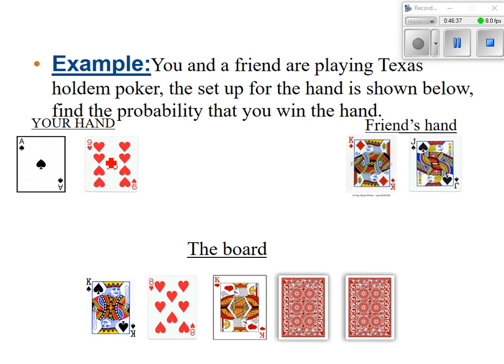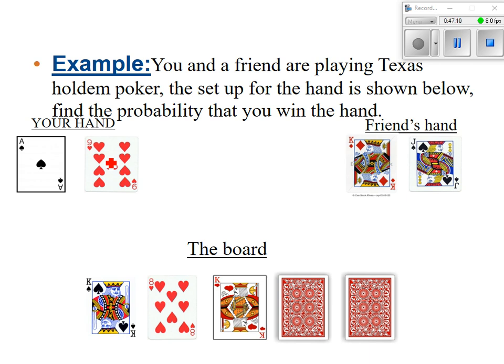All these cards, just to tell you how to play Texas Hold'em. These are your cards. These are your friend's cards. All these cards down here, you both get to use. And you make the best possible hand. All right? So as of right now, you have a pair of kings and an ace. They have 3 kings and a jack. So they have 3 of a kind. You have 1 pair. 3 of a kind is a whole lot better than 1 pair.